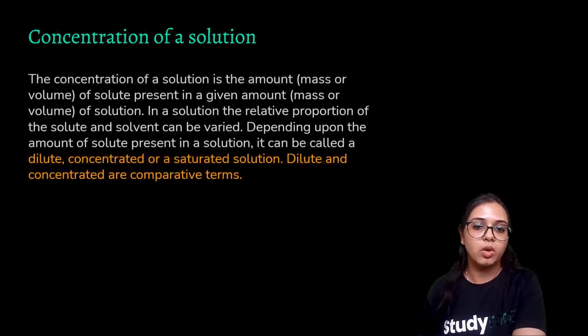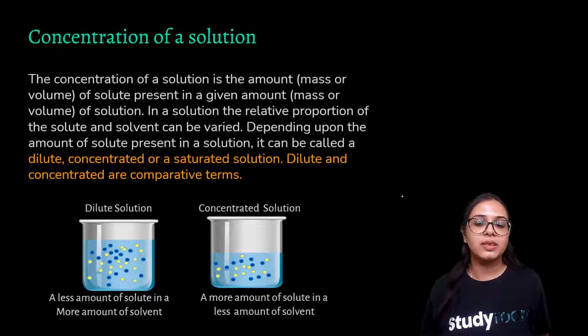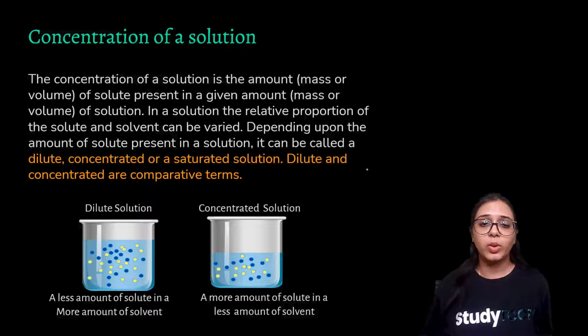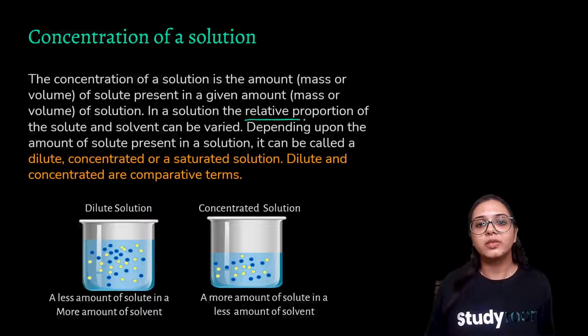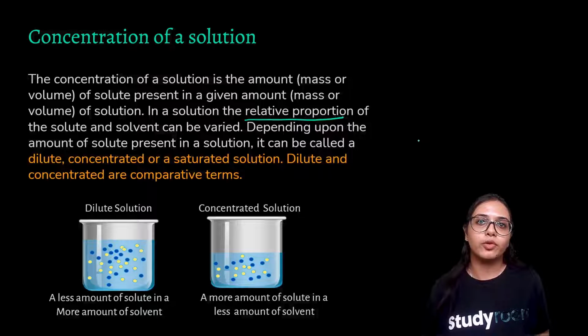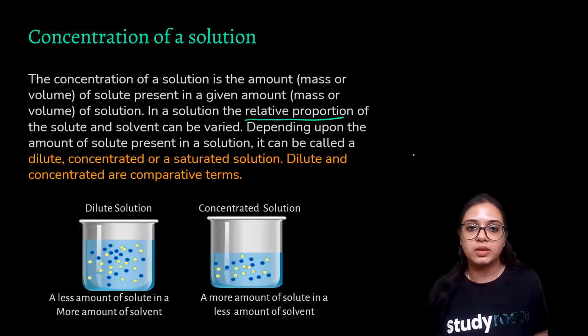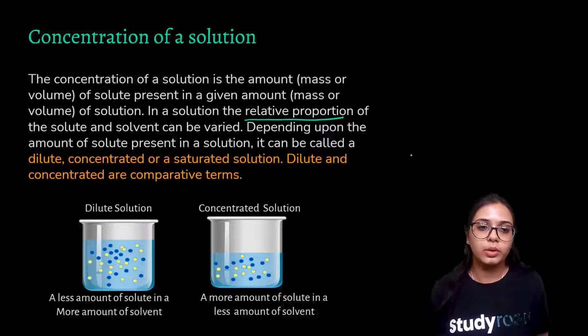Concentration of a solution. The concentration of a solution is the amount, mass or volume of solute present in a given amount, mass or volume of solution. In a solution, the relative proportion of the solute and solvent can be varied. Now we have observed this when we were doing that copper sulfate experiment. You may have noticed that the amount of solute and solvent can be varied. So the composition can be varied depending upon the amount of solute present in a solution. It can be called dilute, concentrated, or a saturated solution. Dilute and concentrated are comparative terms.